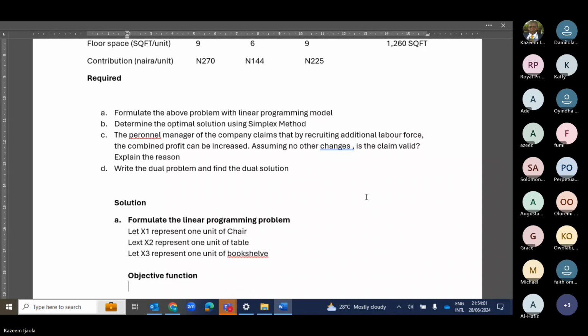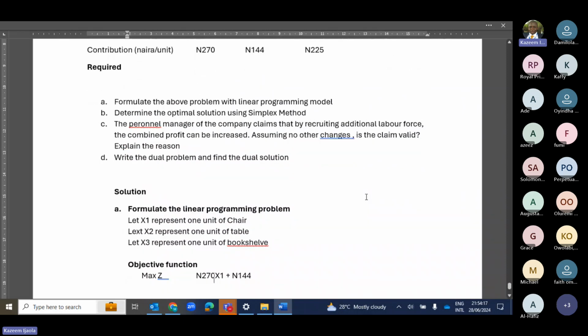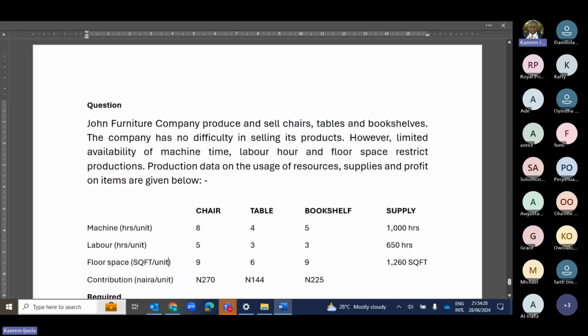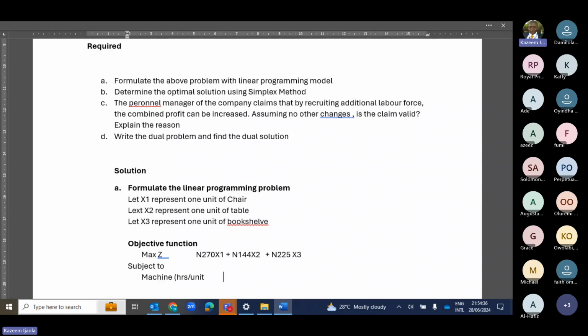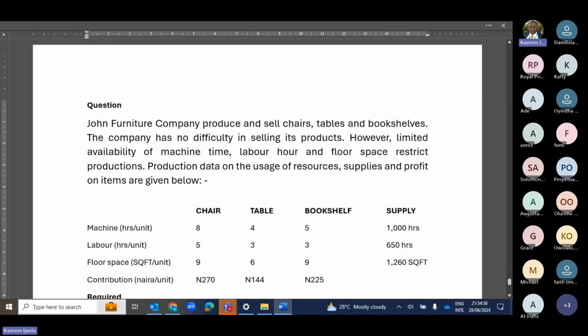So our objective function is what? Since it's contribution, that means maximize. You say maximize Z equals 270x1 plus 144x2 plus 225x3, and since it involves money, put your naira sign. Subject to the constraints. How many constraints do we have? Machine hour is the first one: 8x1 plus 4x2 plus 5x3, less than or equal to 1,000 hours.